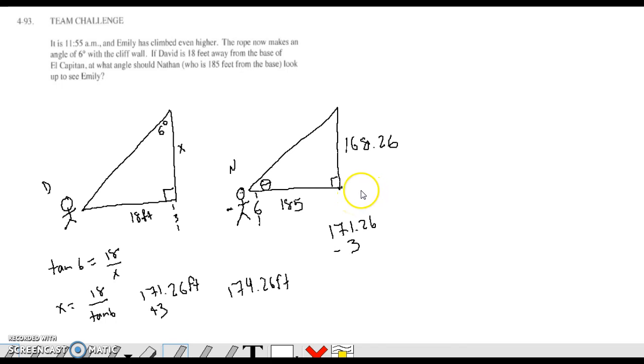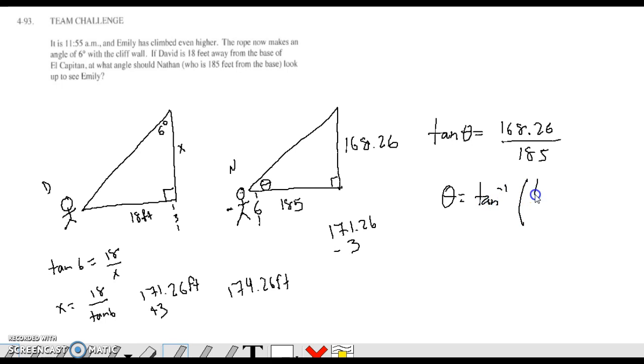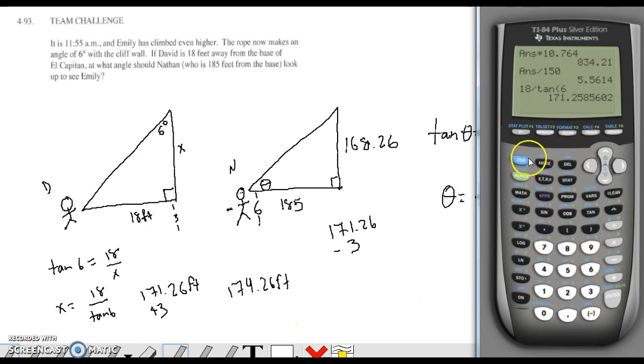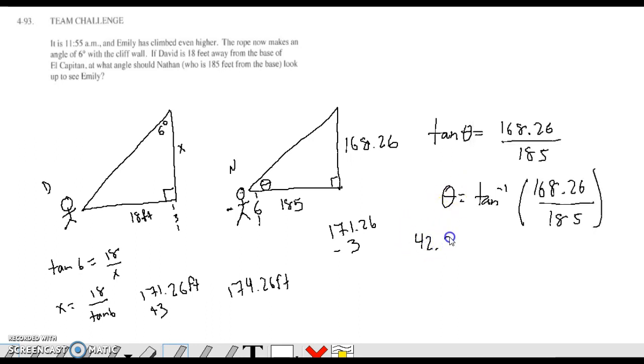Okay, so when we focus on this, now I can use my tangent. So tangent of theta is equal to 168.26 divided by 185. Inverse of tangent of this information. So inverse tangent of 168.26 divided by 185. Right, and we're going to get 42.286. So again, we can round it to 42.29 degrees, or we can say 42.3 degrees, right?